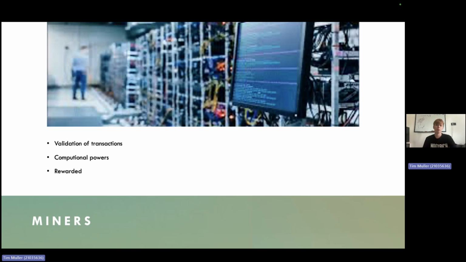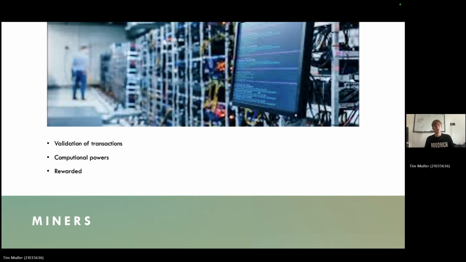Okay, going back to the miners. Miners make sure that the validation of each transaction is made. They can't do this on their own, because after a time these mathematical puzzles are so complex that you need a large amount of computational power to solve them, safely validate and close the blocks, and create new blocks for more transactions to be made.